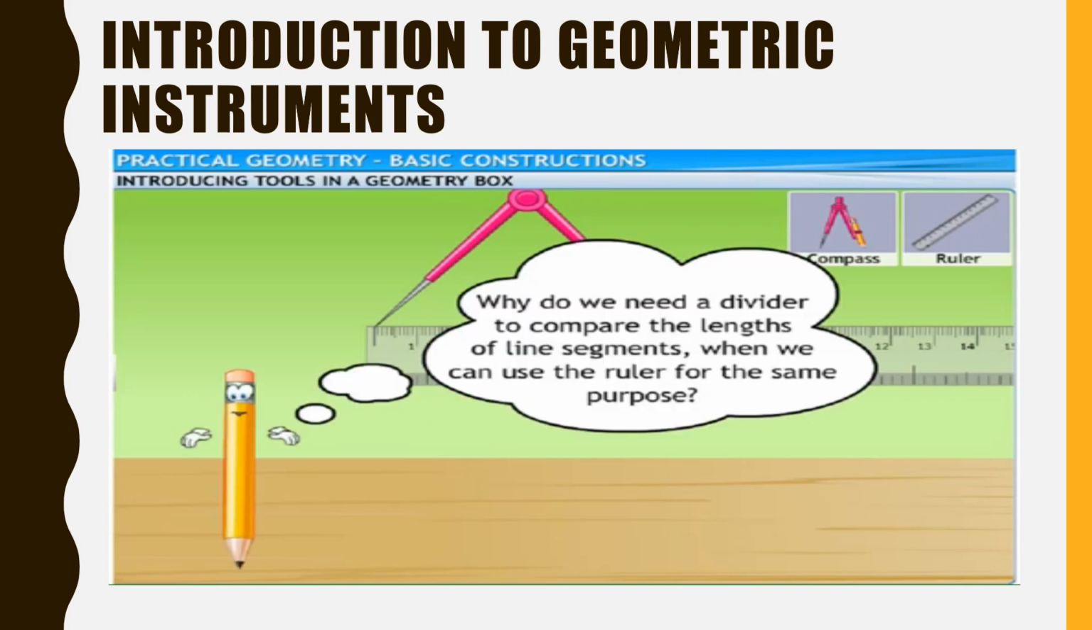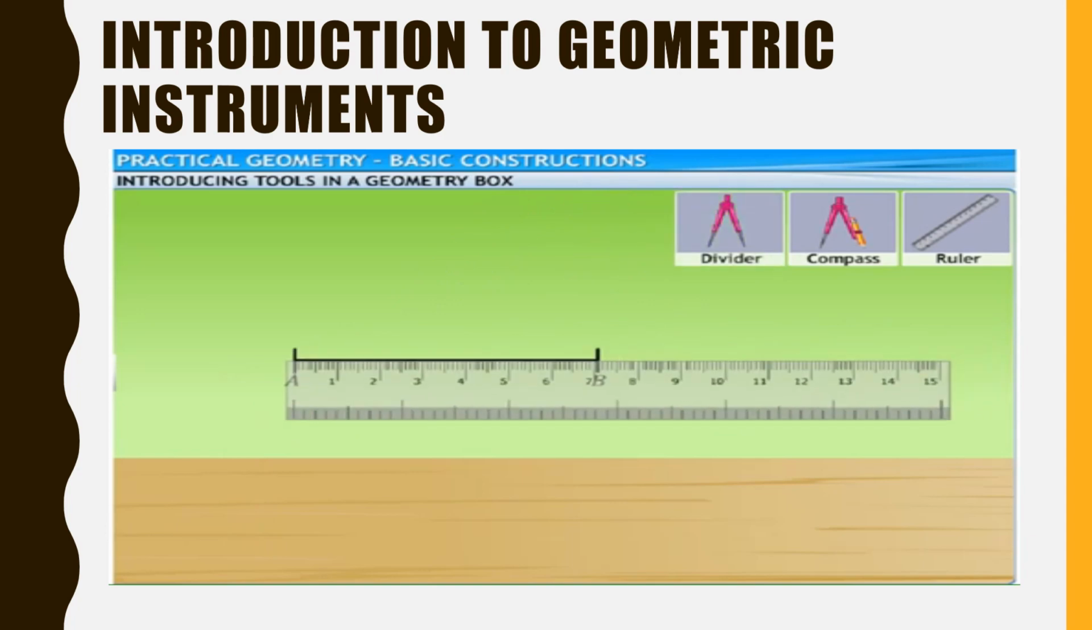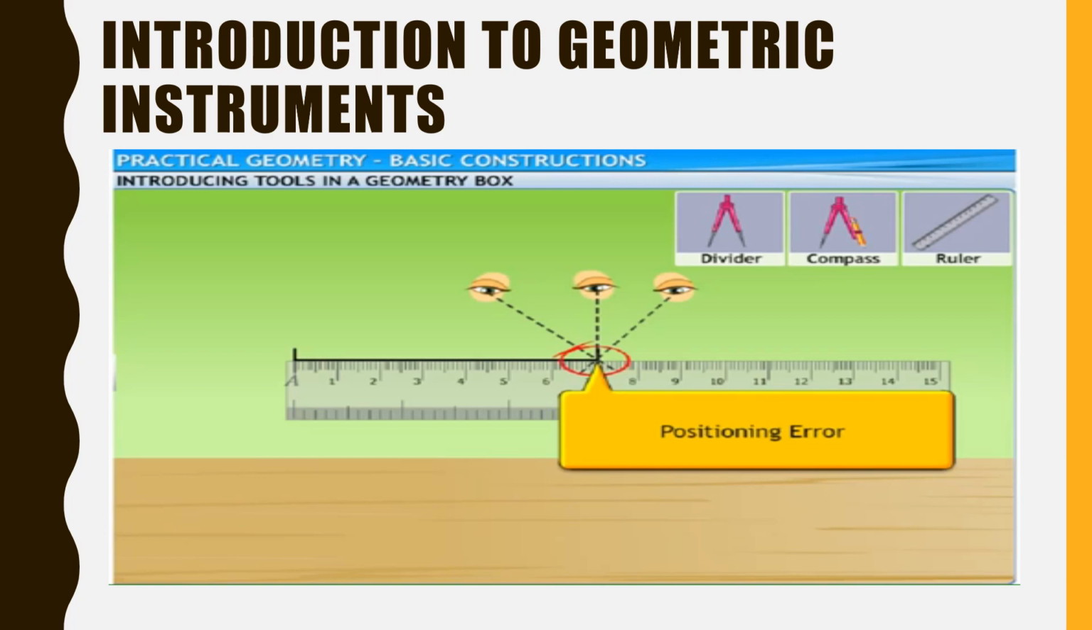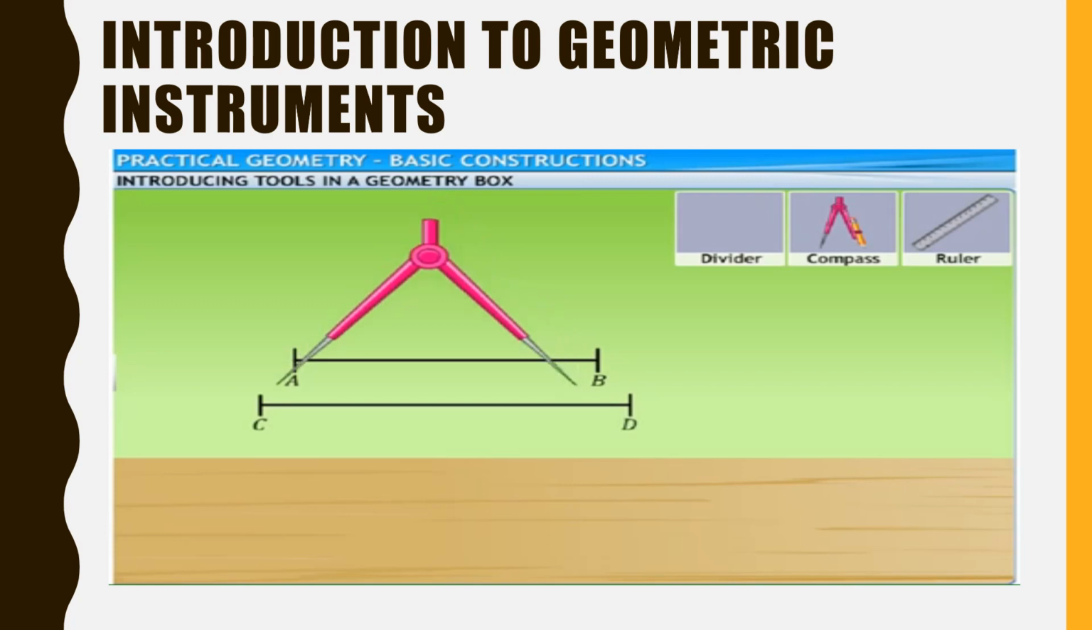Why do we need a divider to compare the lengths of line segments when we can use the ruler for the same purpose? We can compare the lengths of line segments with the help of a ruler. However, comparing the lengths with a ruler may not give exact readings. Generally, this type of error is called a positioning error. Thus, to avoid these errors, it is advised to use a divider.